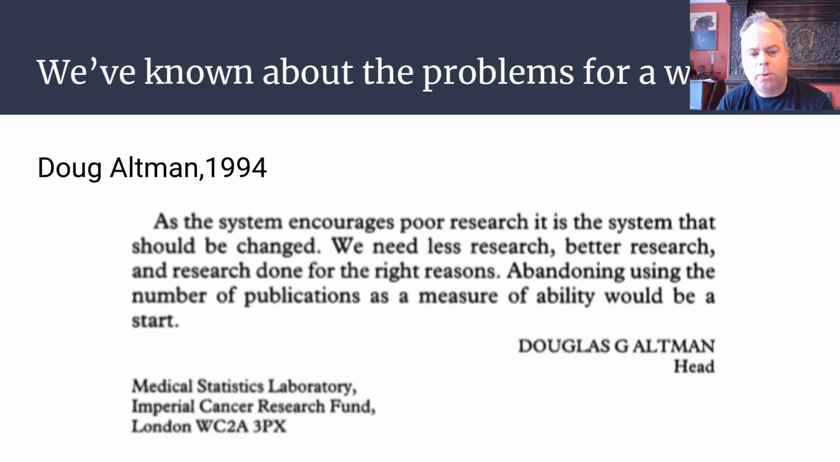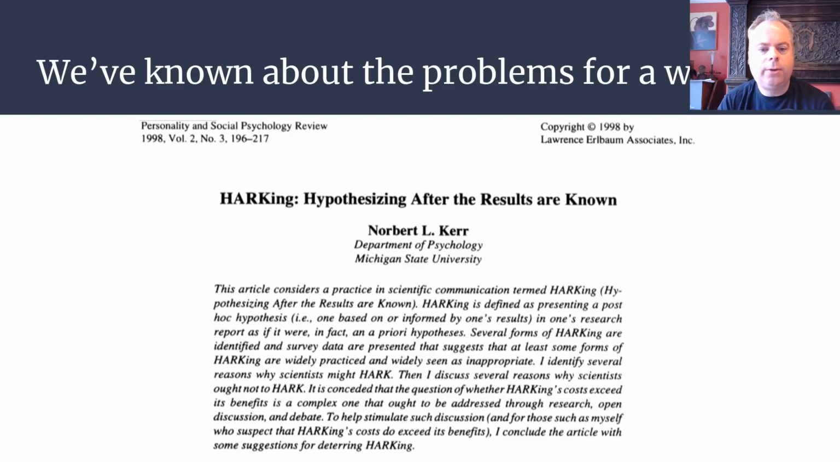And again, a little bit more recently, Doug Altman in 1994 said, well, actually, the problem is that the system encourages poor research, and it's the system that should be changed. In academia, people are published in journal articles and tend to be evaluated on the basis of things such as the number of publications. But this doesn't necessarily lead to a better research literature at all. It just means we've got a bigger research literature full of many papers that probably report effects that aren't real. So Doug Altman said we need less research, better research, and research done for the right reasons. And abandoning using the number of publications as a measure of ability would be a good start.